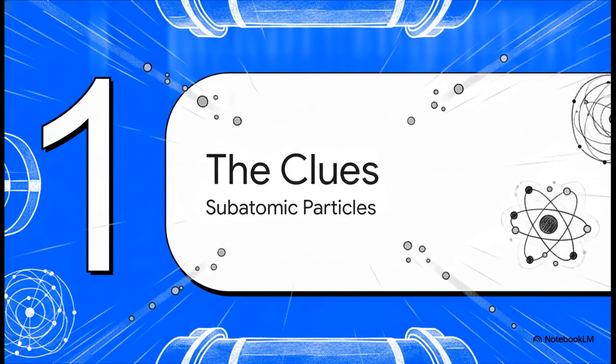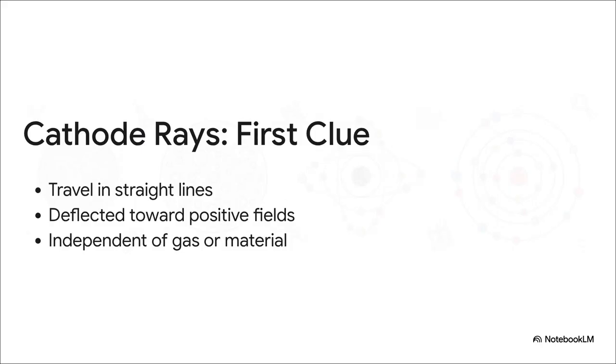Section 1. The clues. Finding subatomic particles. So this is where scientists first realized the atom wasn't just a solid, empty black box, but a container actually hiding smaller, distinct pieces. Back in the 1850s, scientists like Michael Faraday started experimenting with passing electricity through partially evacuated glass tubes, and they noticed this strange glow originating from the negative end, or the cathode, moving toward the positive end, the anode. J.J. Thomson later studied these cathode rays and found they traveled in straight lines, but could be deflected toward positive electrical fields.